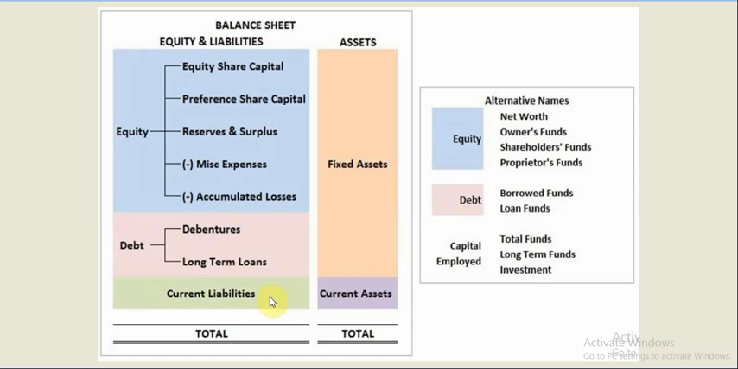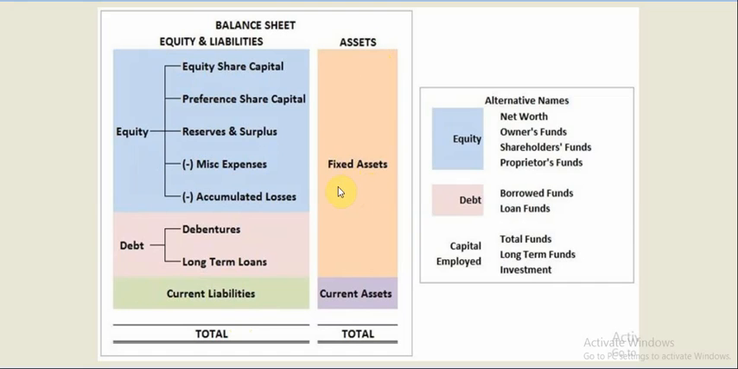It could include anything like creditors, trade payables and also bank overdraft. All of those will come under current liabilities. So this is the equity and liabilities side. Now we will move on to the assets side.